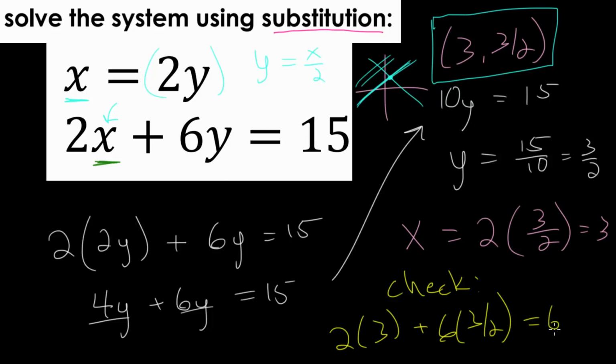2 times 3, that is 6. 6 divided by 2, that's 3. So we get 3 times 3, which is 9. And 6 plus 9 is 15. So we checked it, and this coordinate point makes sense. So this is the solution to this system of equations.